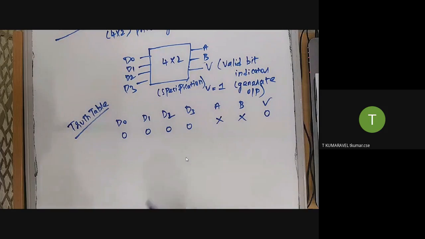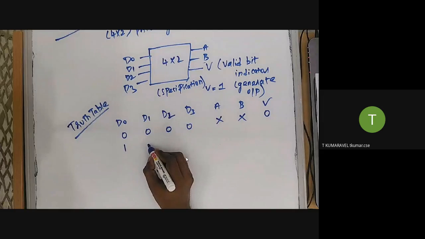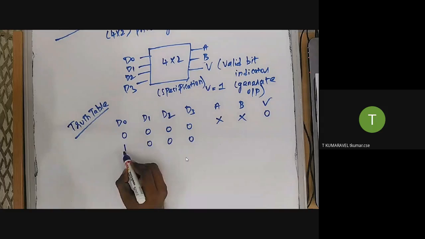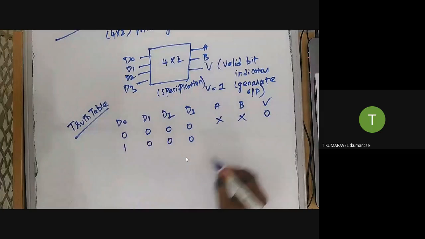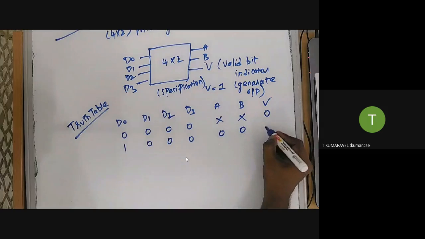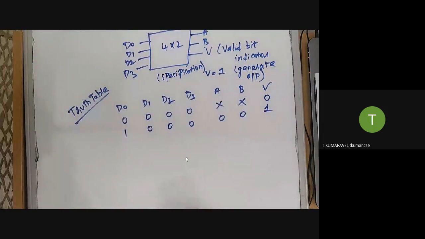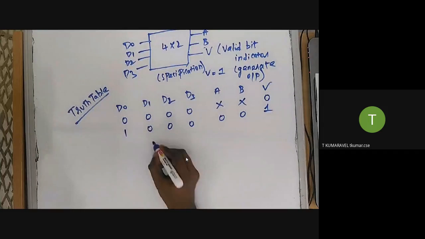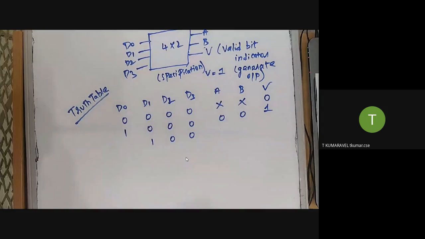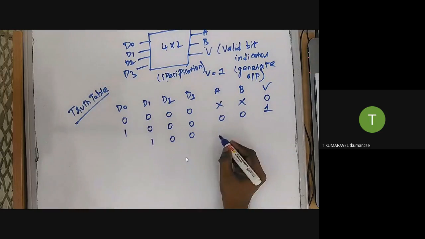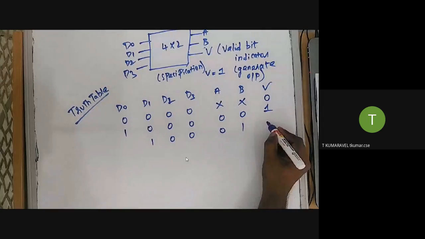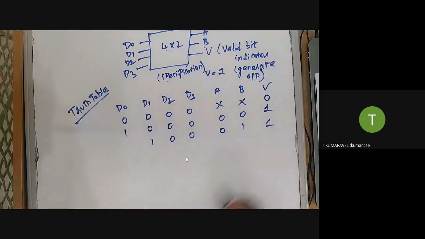Now my task is to generate output value equal to 0. That's why D0 is 1, and it's going to generate the output 0, when V equals 1. Similarly, I want to generate the output equal to 1. That's why D1 is 1, so it's going to generate output 1, when V equals 1.